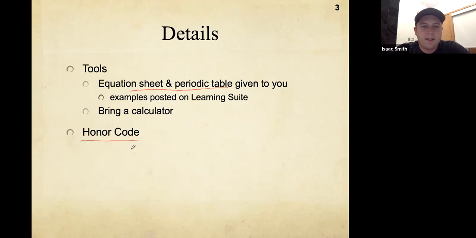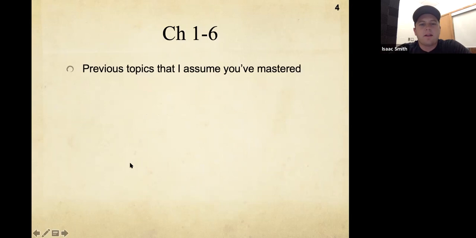Remember the honor code, just be honest. It's closed notes, closed book, no neighbor. Take it by yourself in a room in one sitting, just like you would in the testing center. You can also have, of course, scratch paper and a pencil, but no notes or anything like that.